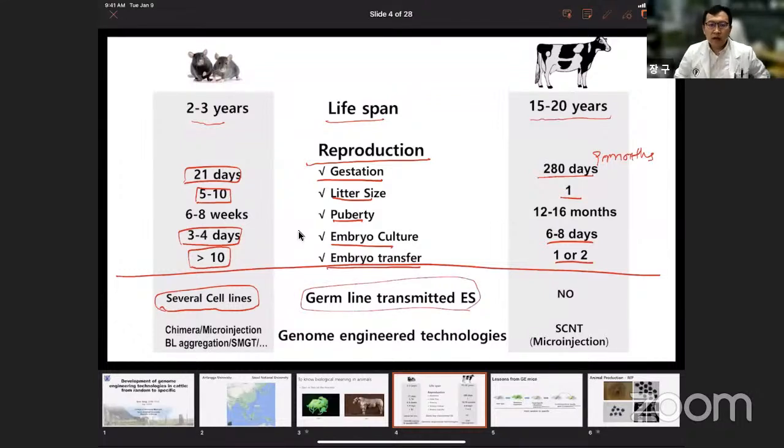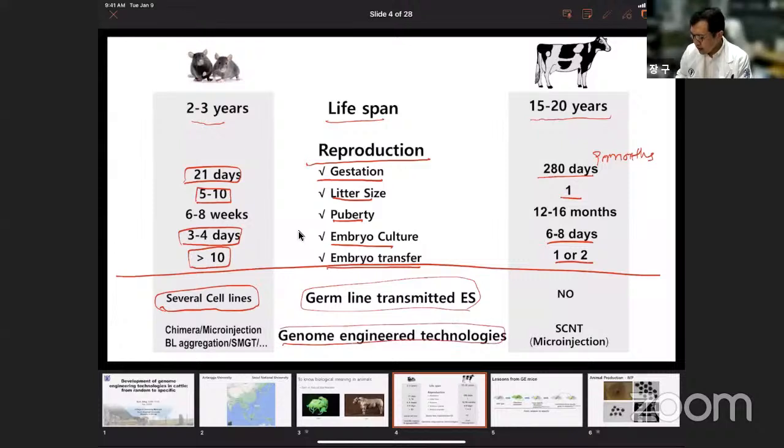I was a postdoc in Canada. In there, I was handling the embryonic stem cell to produce knockout mouse. At that time, I was culturing the mouse embryonic stem cell for a long time. Mouse embryonic stem cell is easily expanded in cell culture, and then we can also easily engineer the cell line. It means we can easily produce some genetically engineered rodent.